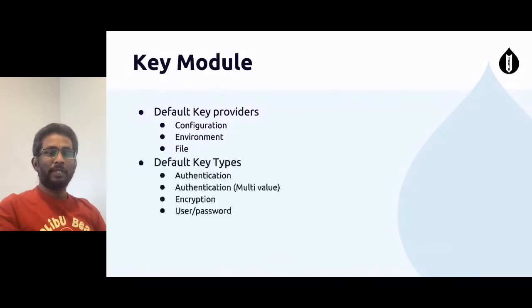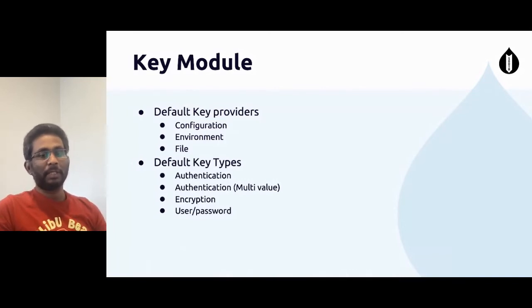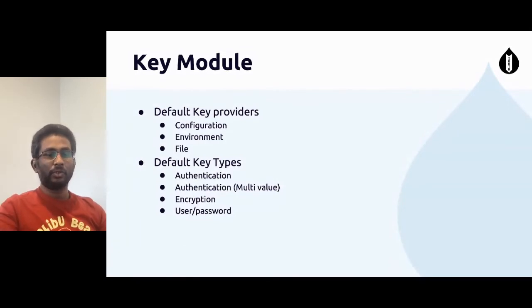So then the next option the Key module provides is the key types. When it comes to keys or secrets or certificates, there are a few different types, right? So we know there's authentication, one username and password, and then maybe authentication again with multiple values, maybe a few passwords, or maybe more than username and password and a third variable. And the next one is encryption. So it can be an encryption, decryption kind of thing, and then it's used for password things.